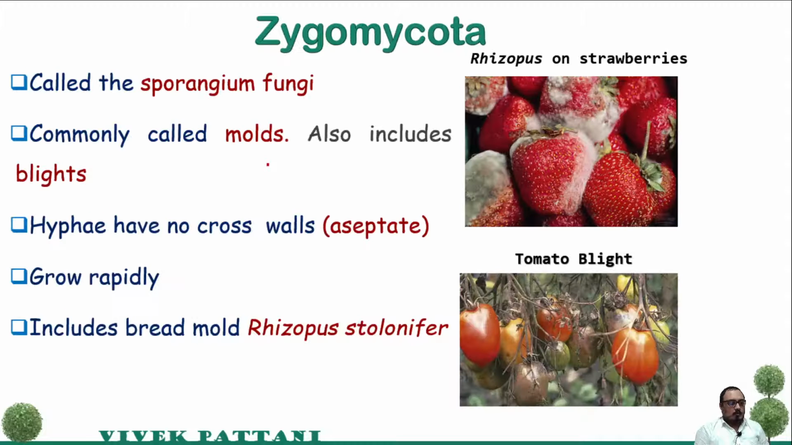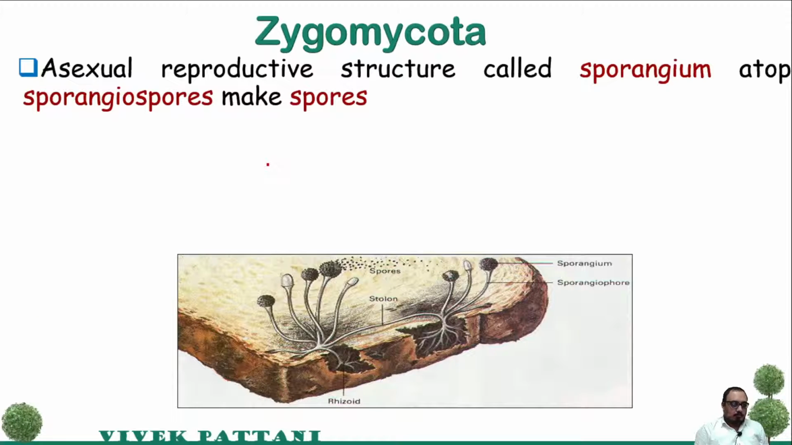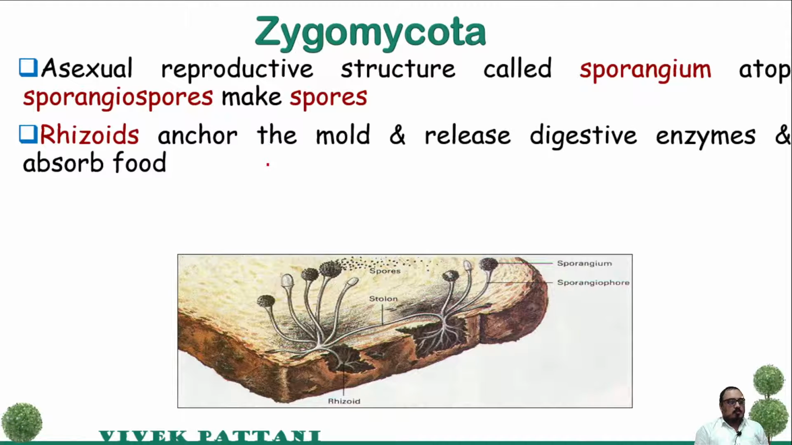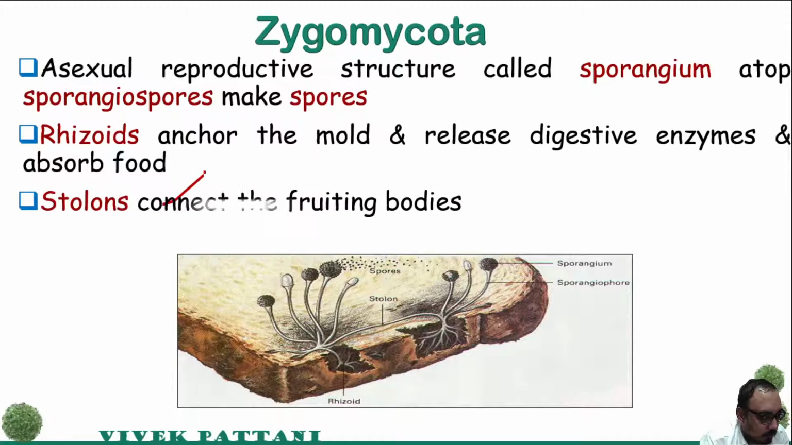Now have a look at the various fungi of the group Zygomycota, such as Rhizopus. The hyphae do not have cross walls. They grow rapidly and include Rhizopus stolonifer, which grows on bread, and the asexual reproductive structure is called the sporangium. Sporangiospores make the spores, and the rhizoids in the diagram anchor the mold, release digestive enzymes, and absorb the food. Stolons connect the fruiting bodies.